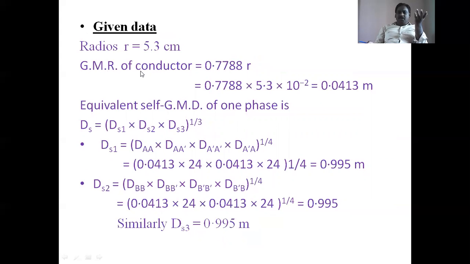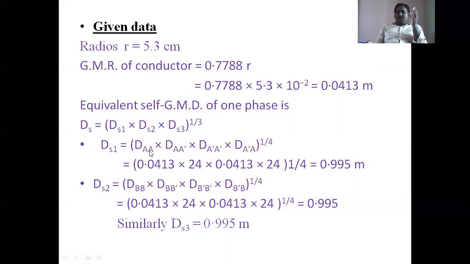So self GMD means simply GMR of the conductor, that is 0.7788 into R. The R value is 5.3 centimeter, converted into meters, this is 0.0413 meter, the self GMR of the conductor. Then the equivalent self GMD of one phase, self GMD or another name GMR, is, see here, (DS1 DS2 DS3) whole power 1 by 3. This is the formula for self GMD. For that, first we calculate DS1, then DS2, DS3. The formulas are like this.